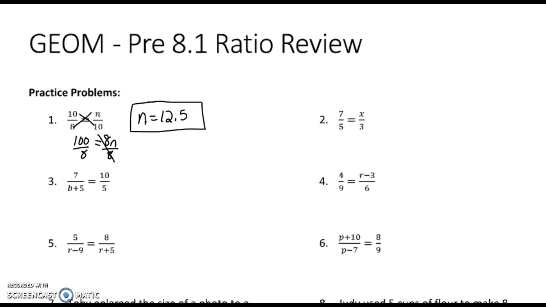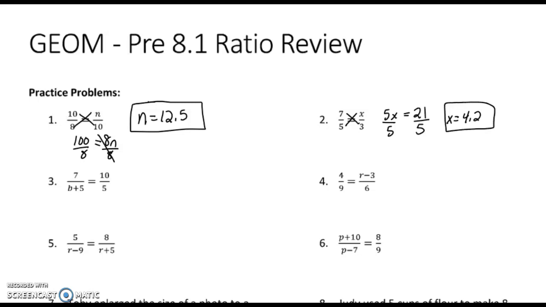Okay, go ahead and try to cross multiply and divide and solve for x on example 2. All right, so I would have 5 times x equals 7 times 3, and then I would divide by 5, and I get x equals 4.2.